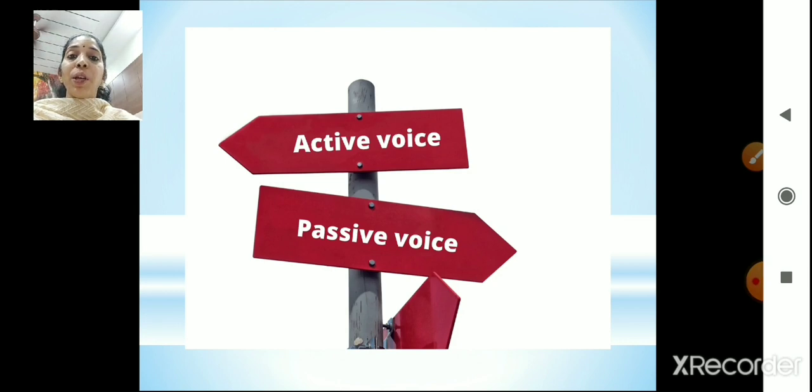Today we are going to continue with part 5 of our grammar topic, active voice and passive voice. If you remember, in the earlier lectures we learnt the definition of active voice and passive voice. We also learnt various rules for change of voice from active to passive.